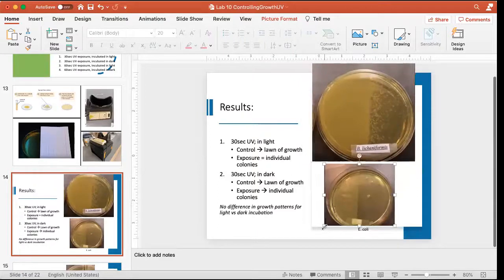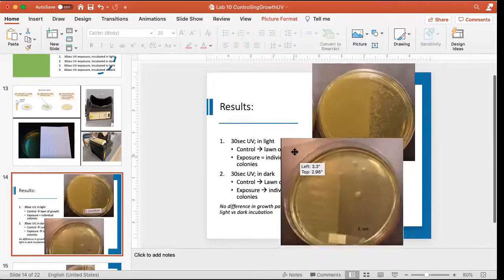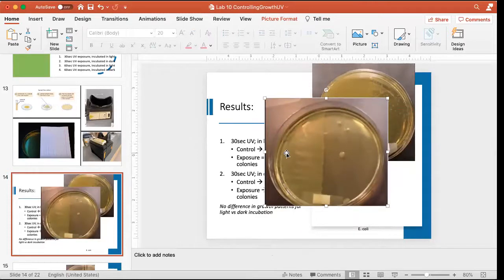Here's the E. coli plate. Again, this side got covered up by the index card. This is a lawn of cells. You can see how it's sort of this yellowy, opaque color. The agar surface is just covered in bacteria here. That's what we expect. This is the side that got exposed to ultraviolet light.